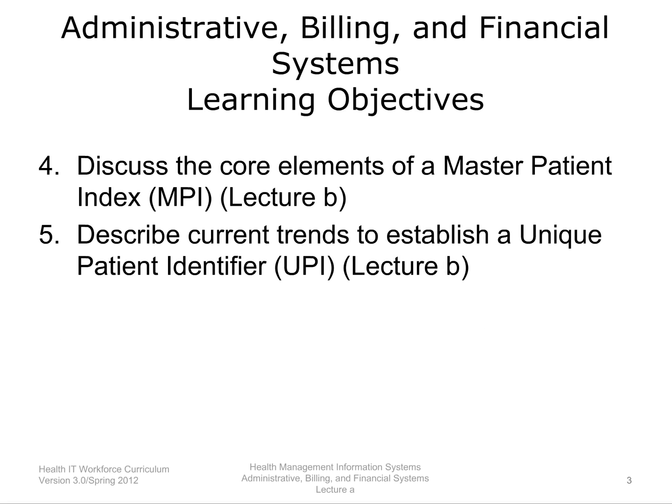Slide 3. Additional objectives for this unit, Administrative, Billing, and Financial Systems, are to discuss the core elements of a Master Patient Index, MPI, and describe current trends to establish a unique patient identifier, UPI.